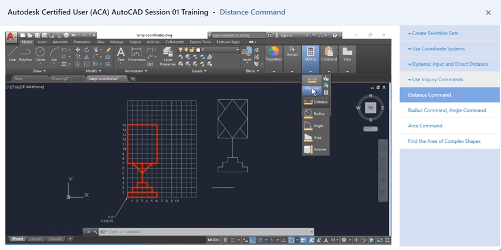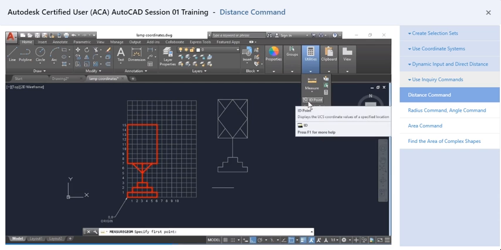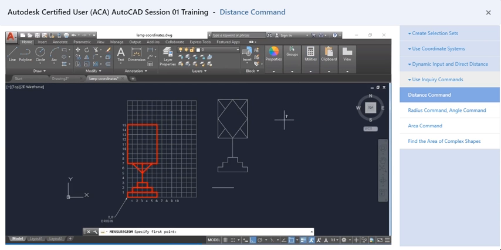The distance command quickly gives us a distance between 2 points. Let's select the distance command, and now with O snaps turned on, click the 2 endpoints of one of the diagonal lines inside the lampshade. The information we are looking for will show up at the command line. Notice the diagonal distance of 5, and the direction of the line is 127 degrees.